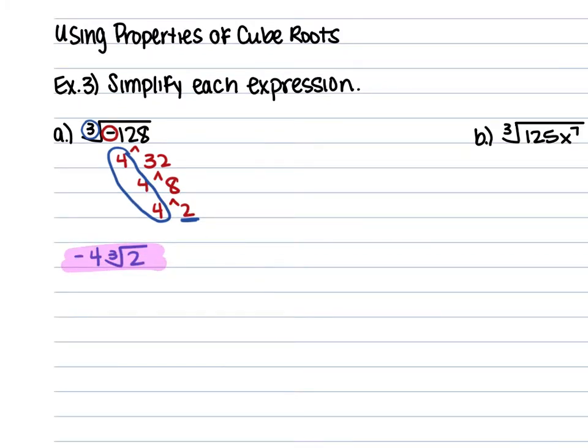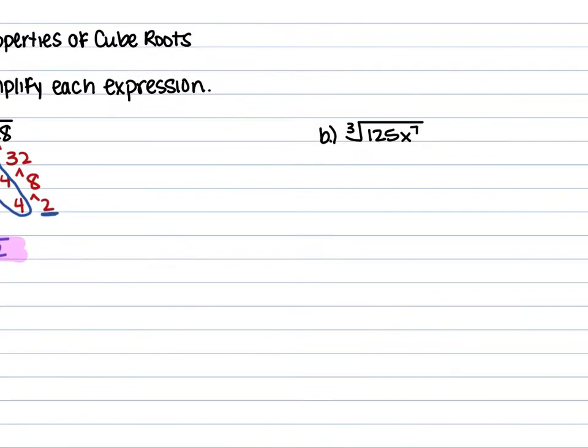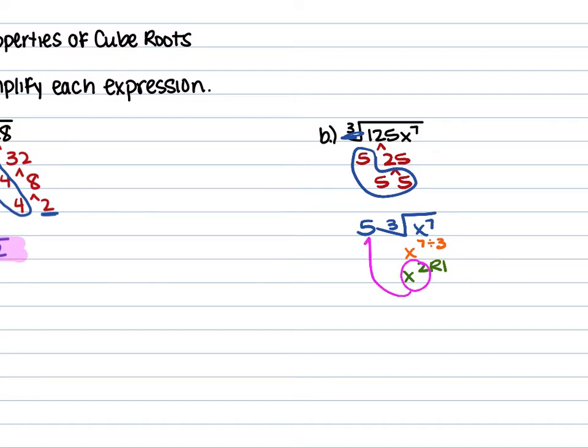For example B, we have the cube root of 125x to the 7th. So for this one, that 125 is 5 times 25. The 25 is 5 times 5. If we are looking for groups of 3, we have 3 5s. So that 5 is going to go on the outside. However, we still have to do the cube root of x to the 7th. If we do x to the 7th divided by 3, that gives us x to the 2nd with a remainder of 1. 7 divided by 3 is 2 with a remainder of 1. So that x to the 2nd is going to go on the outside. Just that x of that 1 stays on the inside. So this is going to be 5 times x squared times the cube root of x.